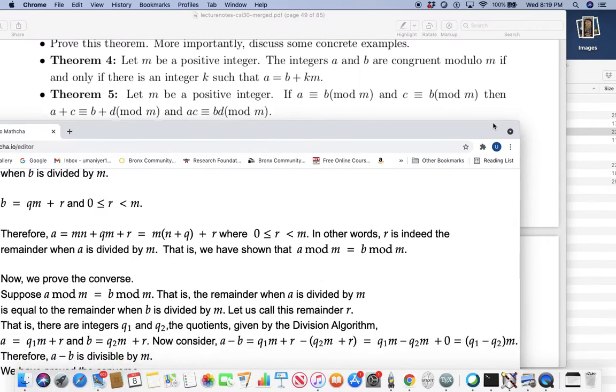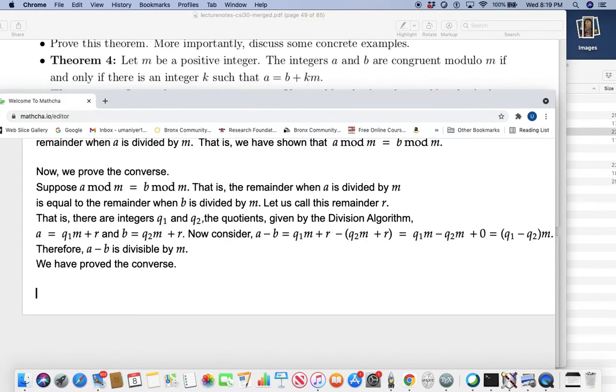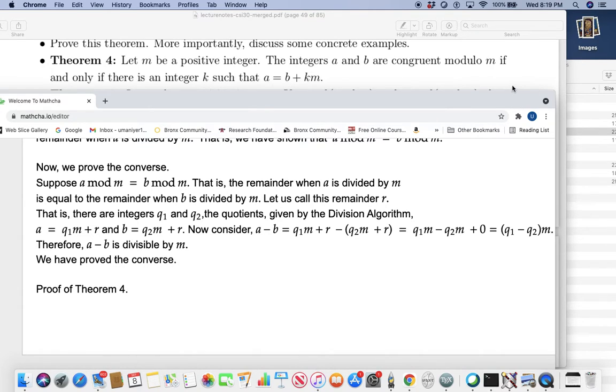Let's prove this carefully. It's again an if and only if. So you need to prove the one-way direction and the converse. Okay. So here is proof of theorem 4. How do we prove something like this? If and only if, right?